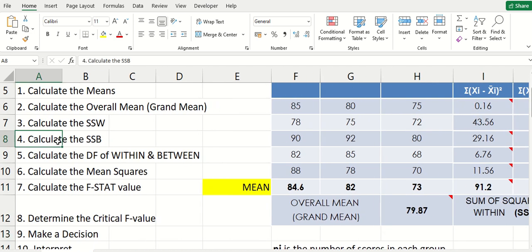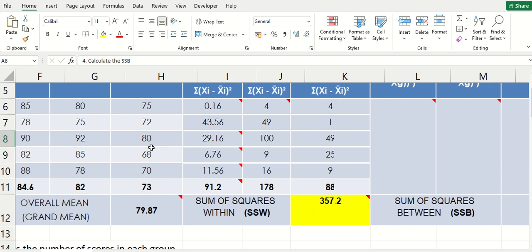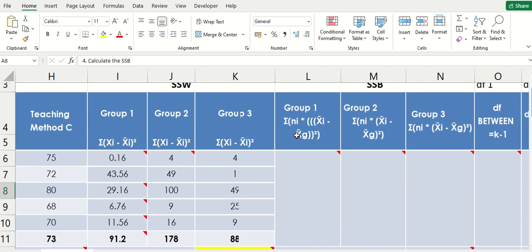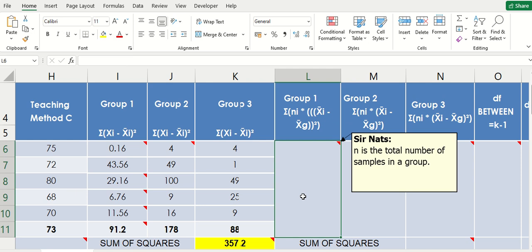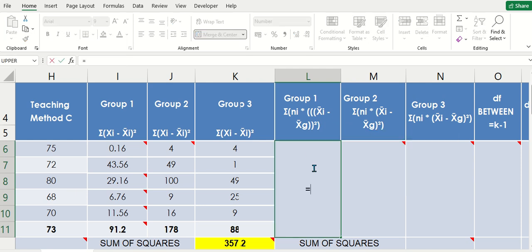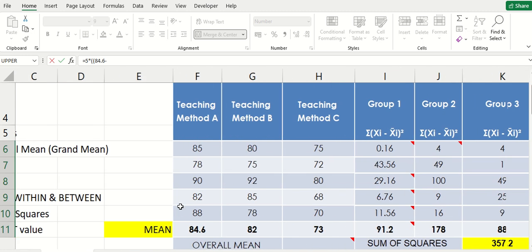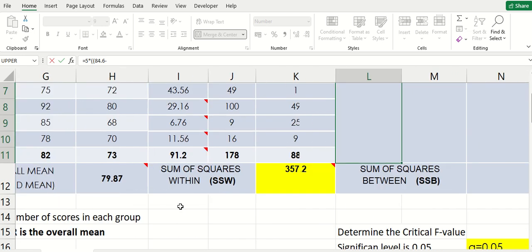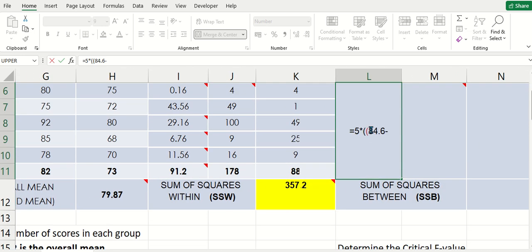Let's find now the sum of squares between. How do you do it? So I have the formula here. First, we need to find the n. The n is the number of samples, so that's actually 5 in our given. And then we will multiply it by itself, first with the mean of the group, which is 84.6, minus what? The overall grand mean. What is our overall grand mean? 79.87.